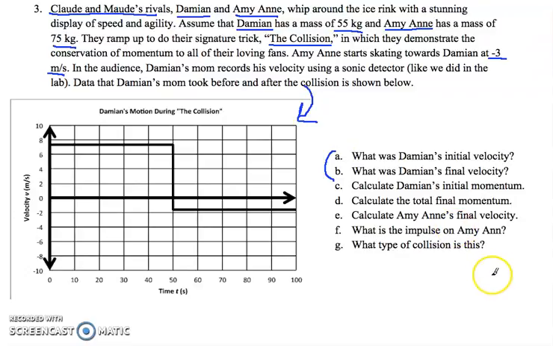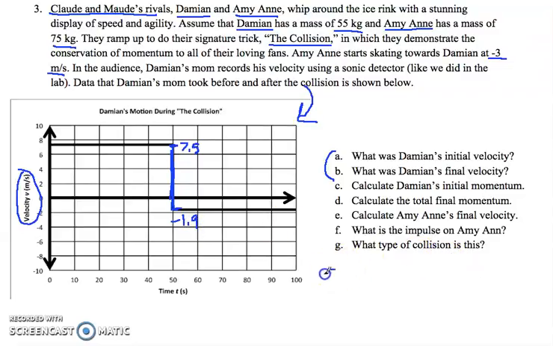I'm actually going to answer those together. So his initial velocity is really right here on the graph. So this is a velocity time graph, so really all you have to do is read off of it. His initial velocity is right here. It's a little hard to tell, so I'd say it's like 7.5. And his final velocity is right here, because the collision's in the middle. This is where they're running into each other. So I'd say the final velocity is maybe -1.9.